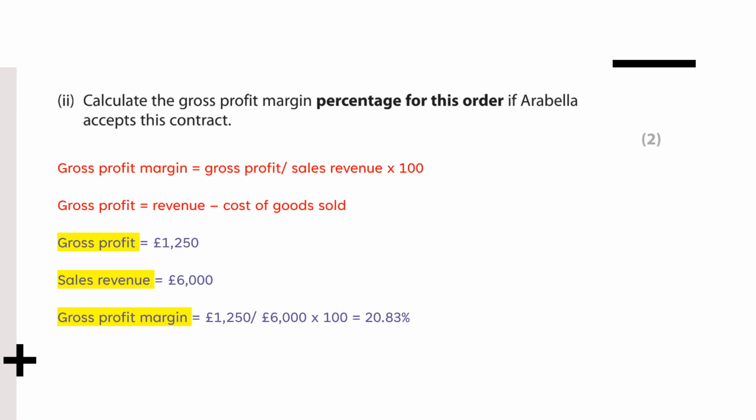So we do gross profit margin, which is the gross profit divided by the sales revenue times by 100, and that gives us 20.83%. Remember to round it up to the nearest digit. And always write your percentage sign. If it's asking for percentage, write your percentage sign, or whatever unit it's asking you for, make sure that you add that unit to the end of the figure. Or if it's a pound, then make sure you always add the pound sign.